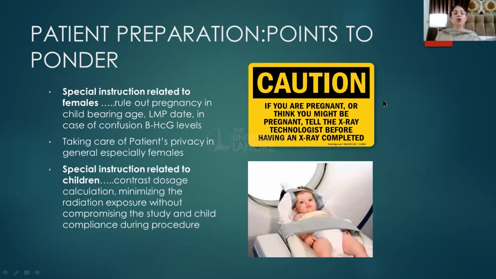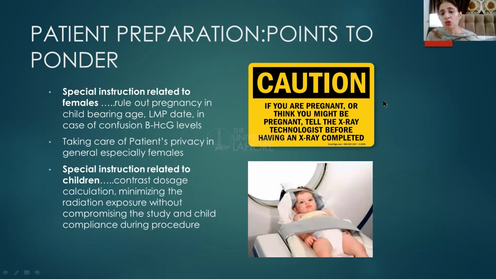Now, the special precautions that are to be kept in mind by the technician in certain situations, like when you are imaging a lady of childbearing age. It is very important to rule out pregnancy in a childbearing age when you are performing a CT scan of the abdomen. In our department, usually it is assessed while the resident is taking the history, the LMP date is established, but if there is any confusion, beta HCG levels should be done.